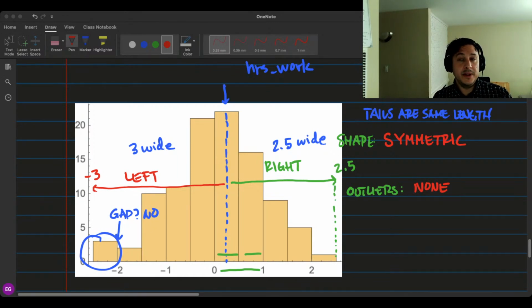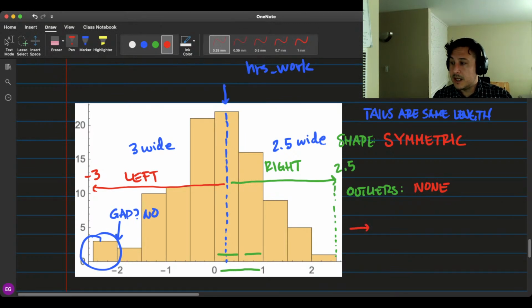And this will be a pretty good place to stop for today. Next class, we're going to talk about what's the deal with the center and what's the deal with the spread, the next two parts of that acronym.